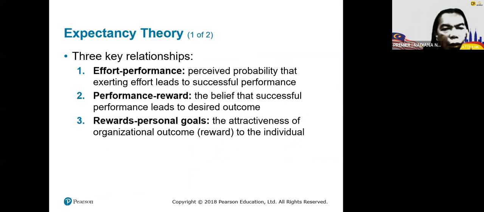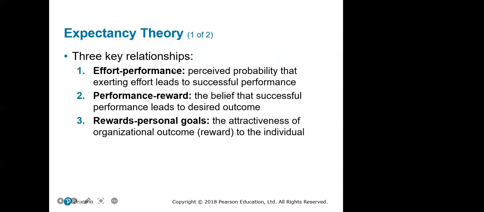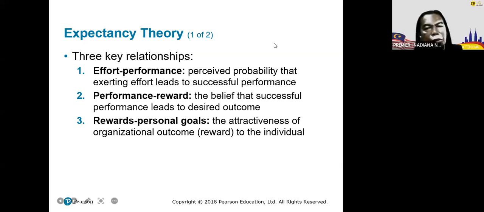Expectancy theory is a very popular theory in motivation. It has three key relationships. Number one, effort-performance: the perceived probability that exerting effort will lead to successful performance. They put in effort first, and then produce successful performance. Number two, performance-reward: they believe that successful performance leads to the desired outcome. Then they trust that they must perform to get the desired outcome.